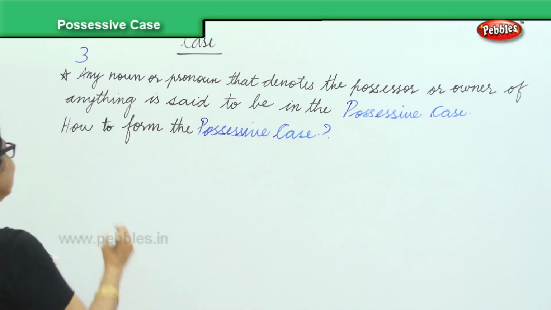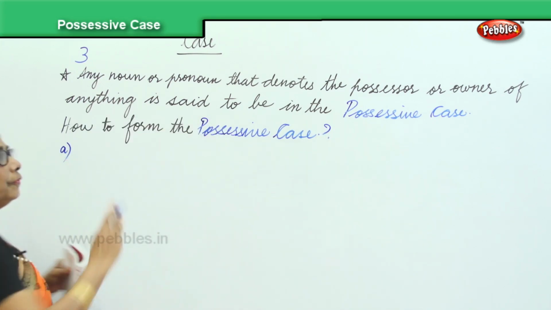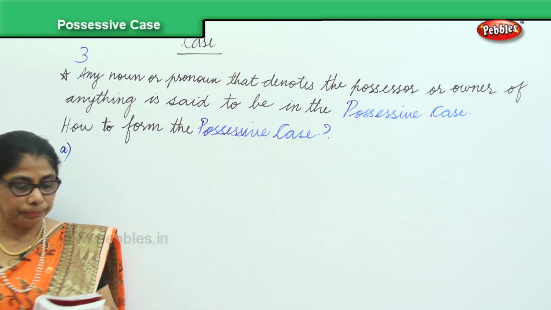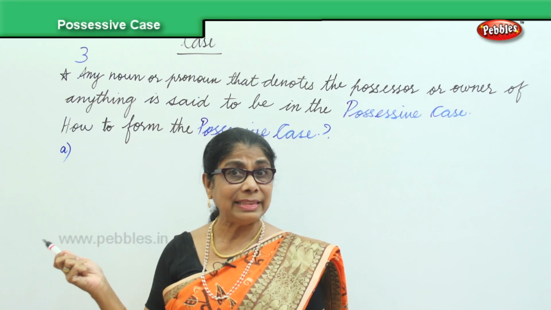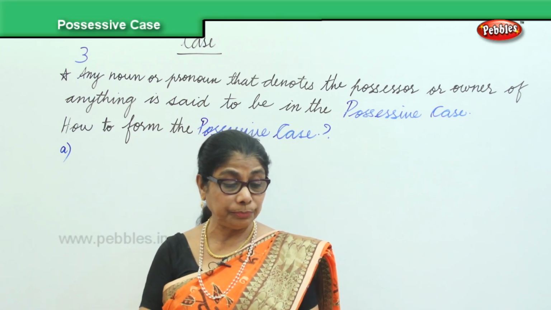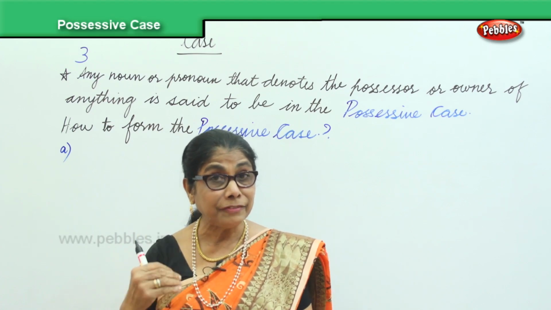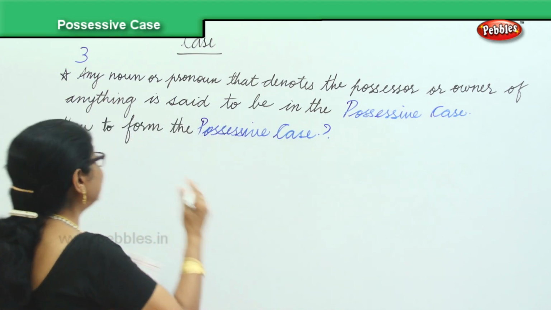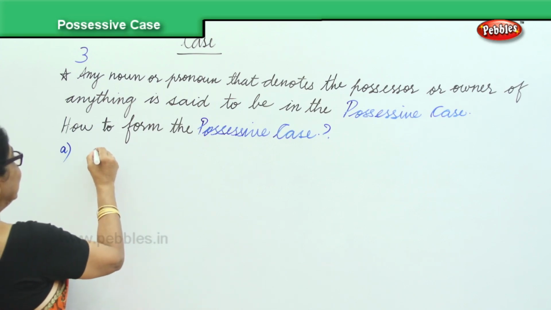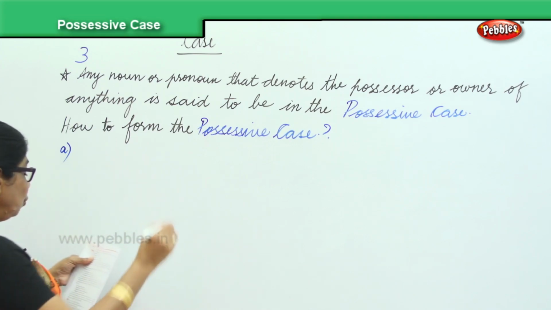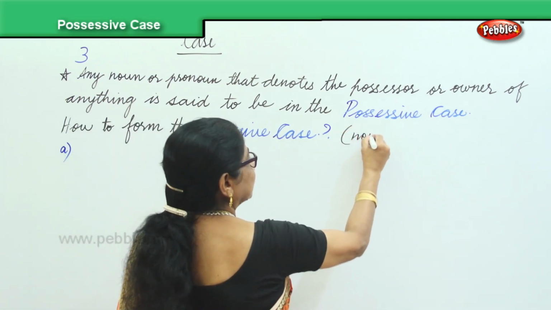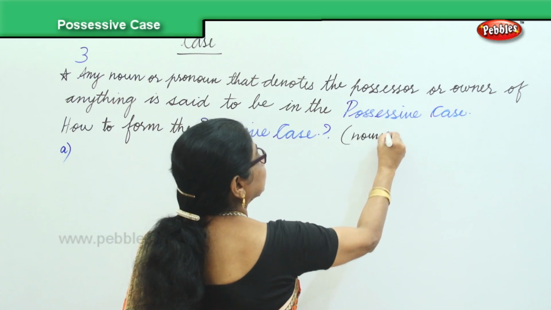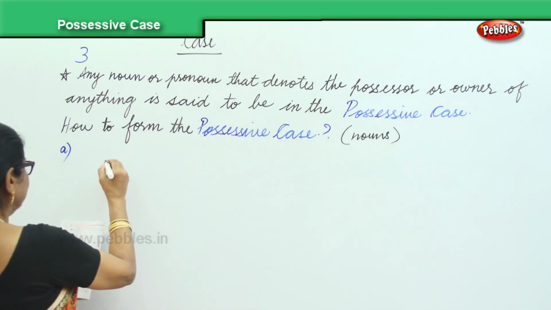How? There are three different ways of forming the possessive case. The first one: examine the nouns in the sentences that I'll give you, the nouns in the possessive case, in three different cases. Look at the nouns. See how the nouns are being formed.